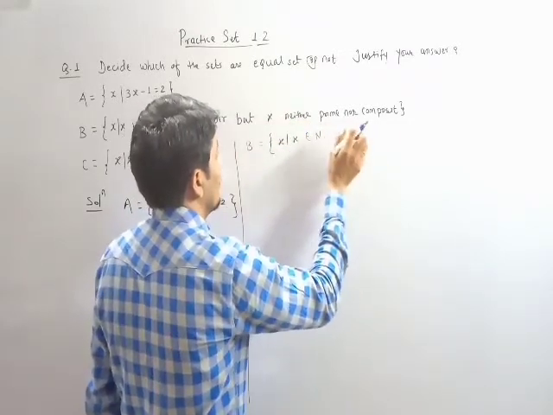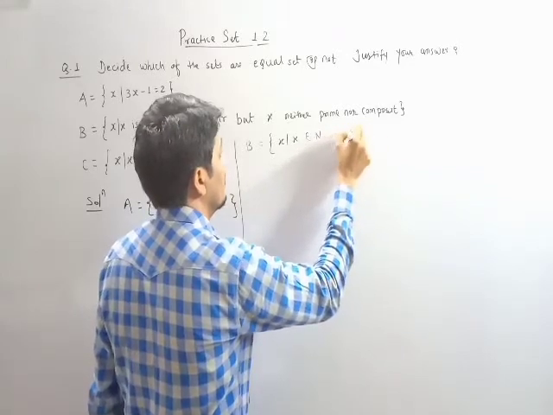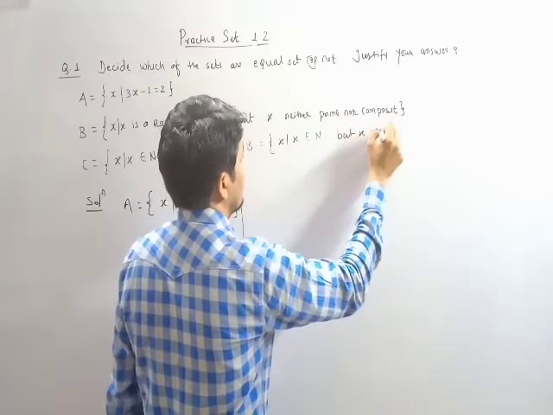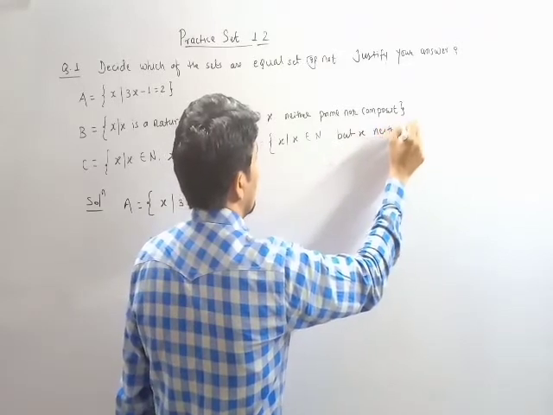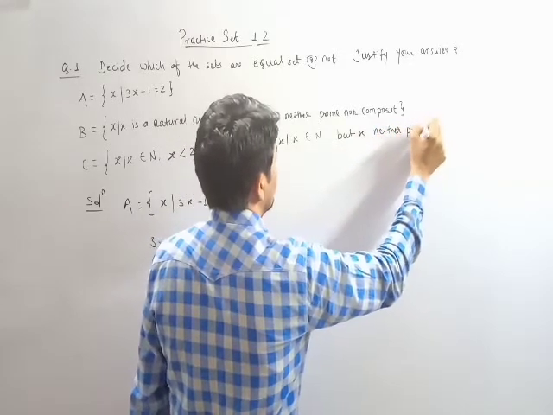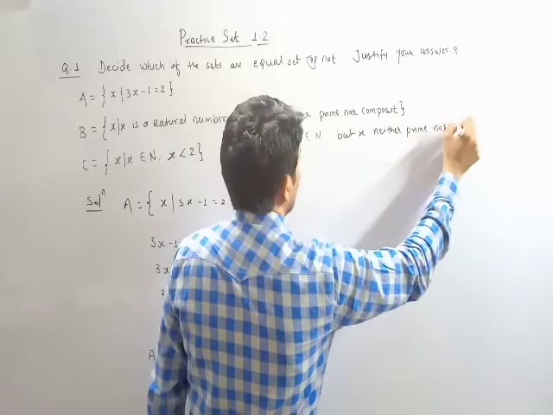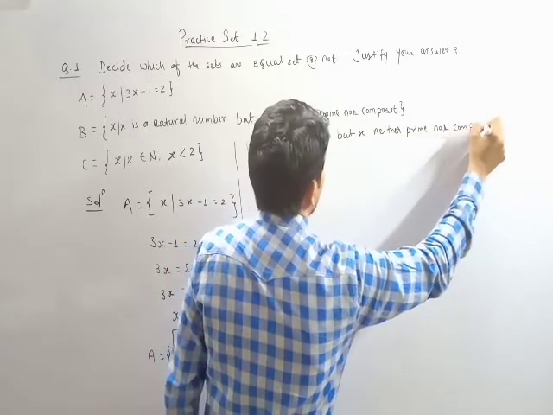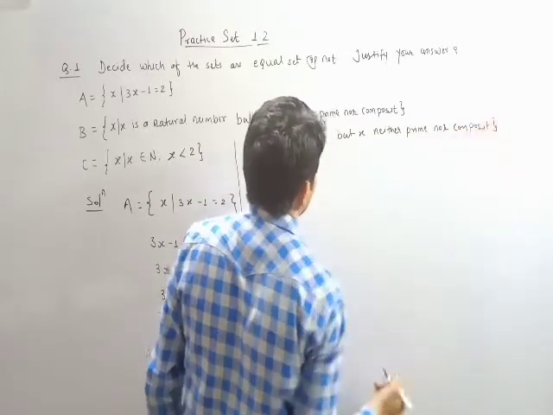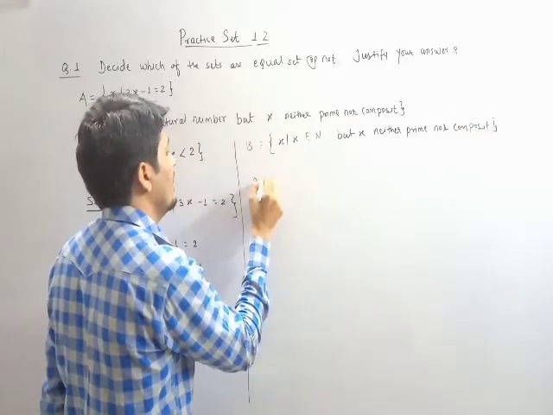x is a natural number, but x is neither prime nor composite. So B equals to.